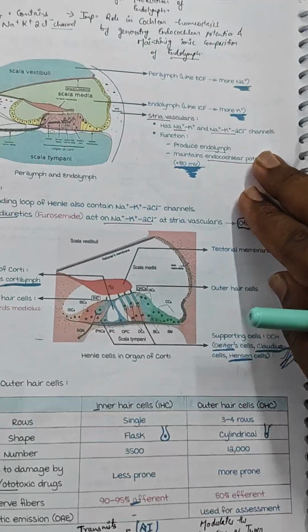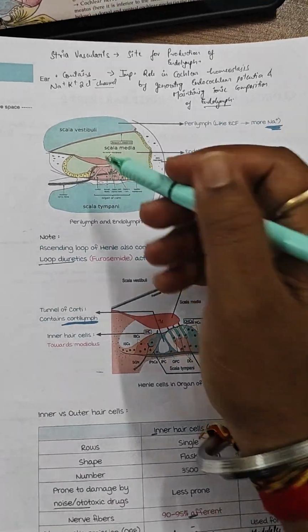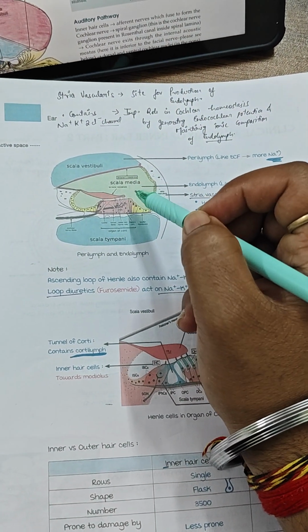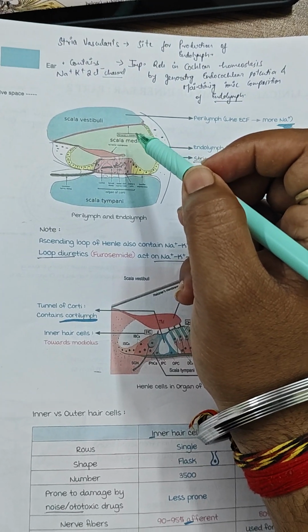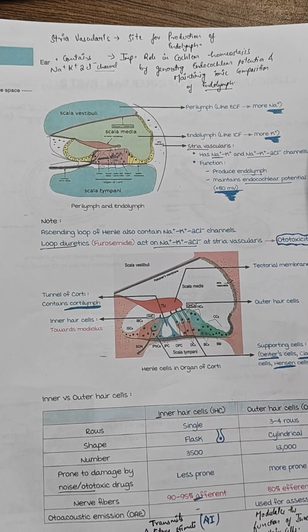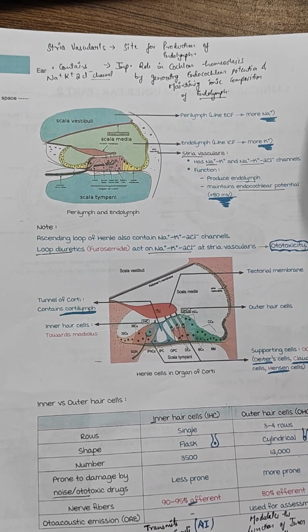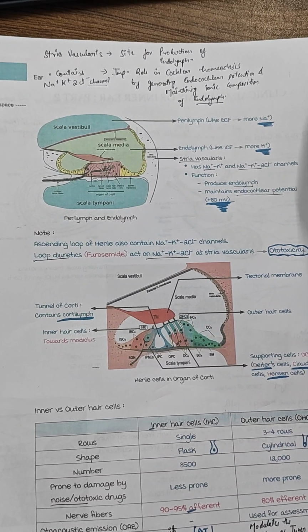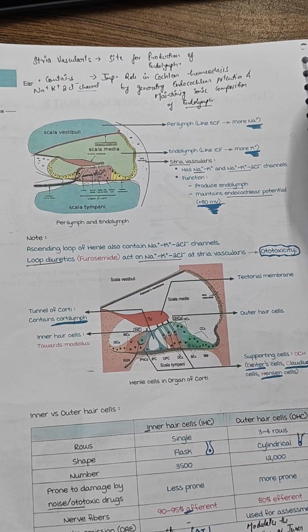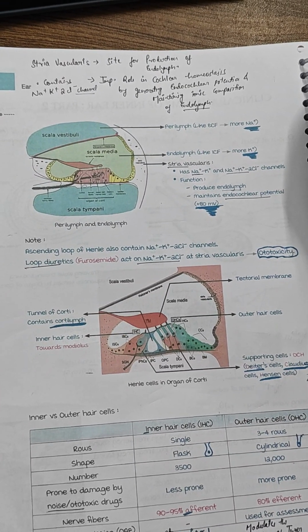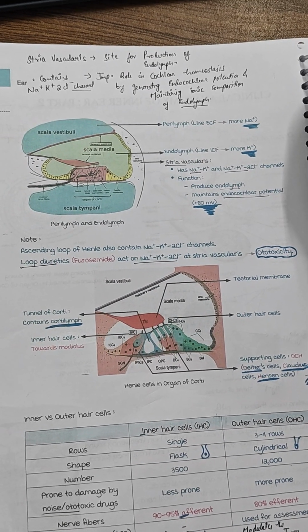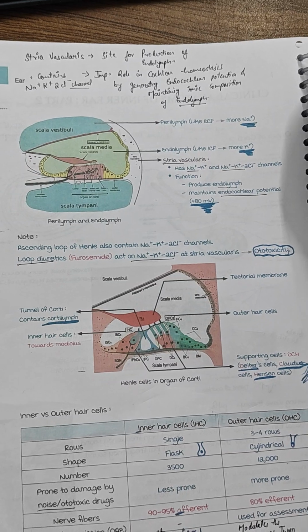So here there is the stria vascularis. As you can see, it is the perilymph and the endolymph structure. Here is the scala media, and this is the scala vestibuli part. So what is the benefit of the stria vascularis? It is a site for the production of the endolymph, and it also plays an important role in cochlear homeostasis by generating the endocochlear potential and maintaining the ionic composition of the endolymph.